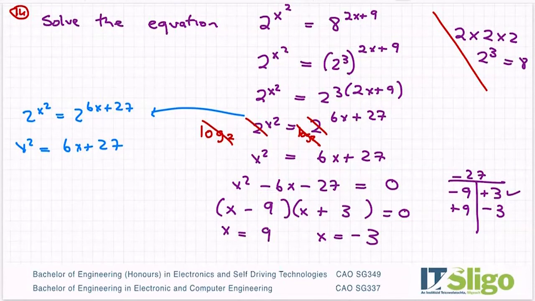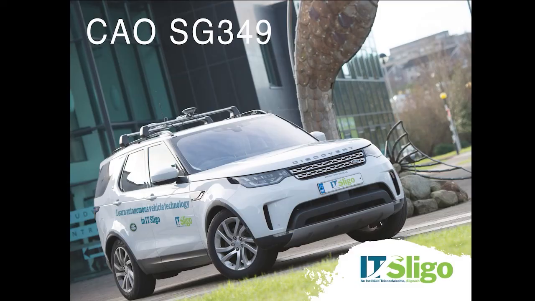These are the solutions where 2 to the power of x squared would be equal to 8 to the power of 2x plus 9. So two solutions for this one. Of course, you can check them. You can just sub in the 9 and make sure that the left-hand side equals the right.